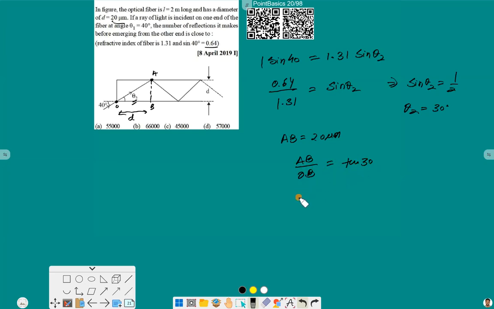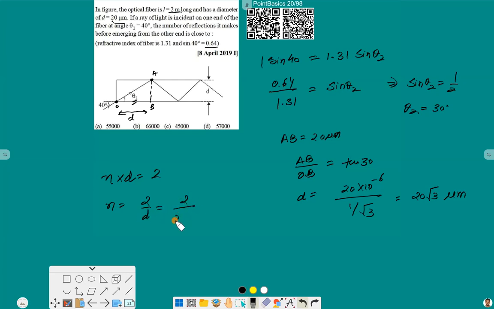And from this OB or d will be AB, that is 20 into 10 raised to power minus 6, divided by tangent 30, that is 1 by root 3. So this will be basically 20 root 3 into 10 raised to power minus 6, or we can say 20 root 3 micrometers. So that is the distance. Now in one TIR we are covering distance d, and we have to cover a total of 2 meters. So suppose there are n number of reflections or n number of TIRs, then n into d should be equal to 2, and from this n is equal to 2 by d.